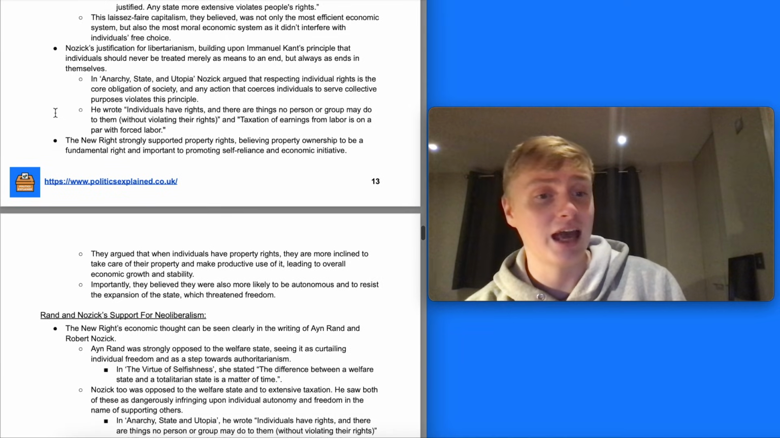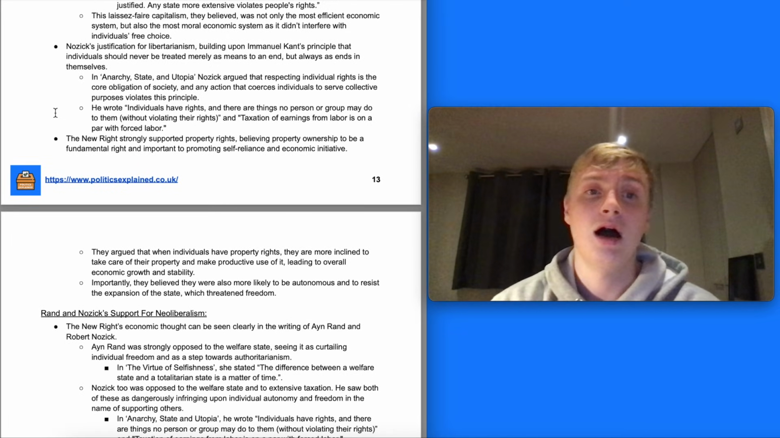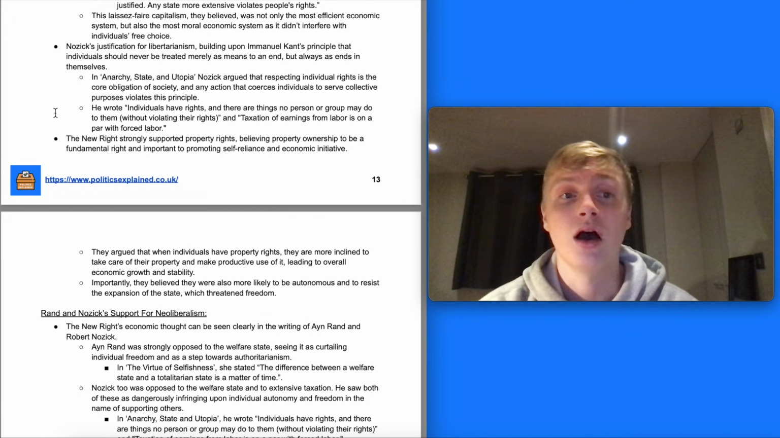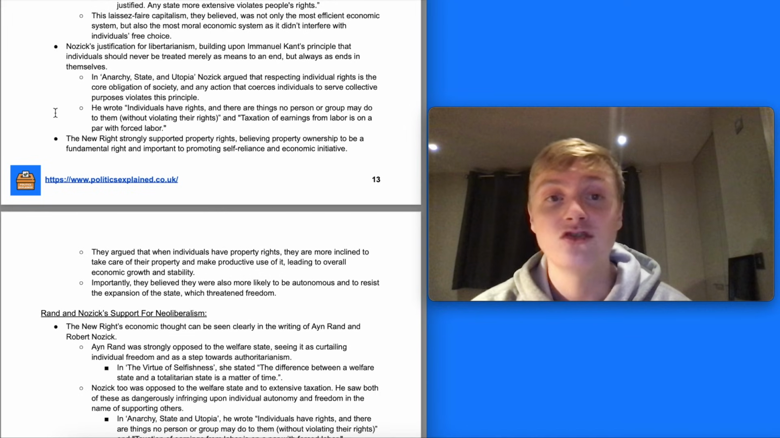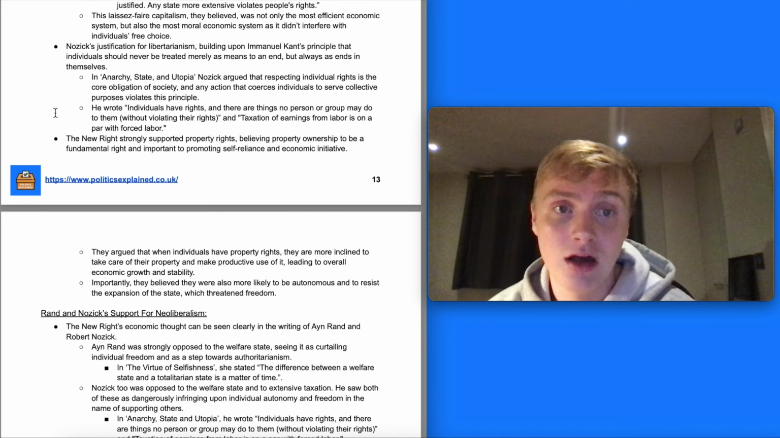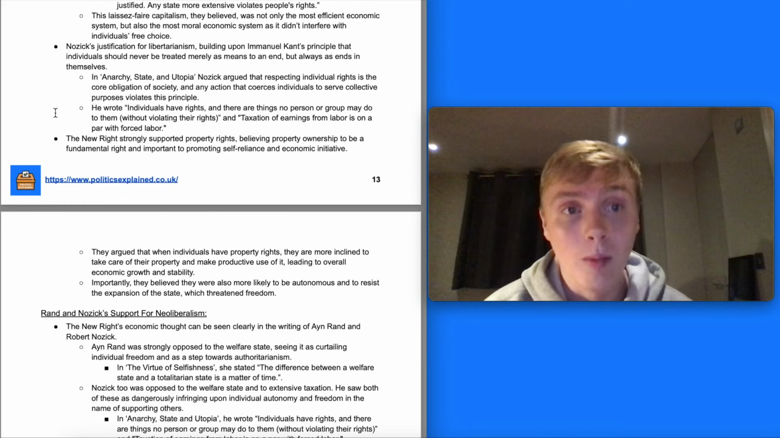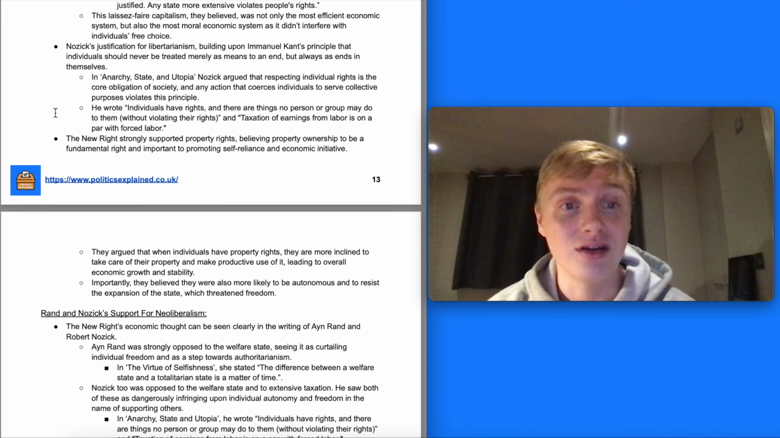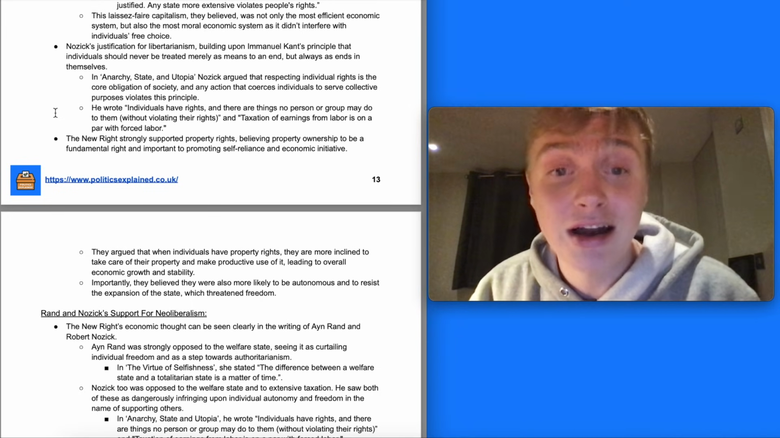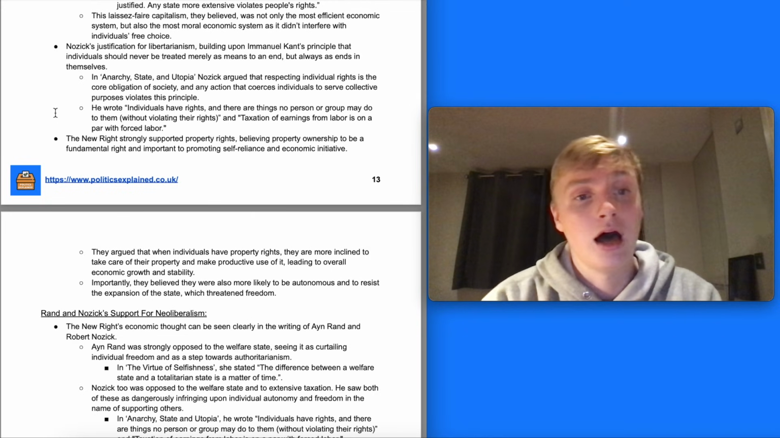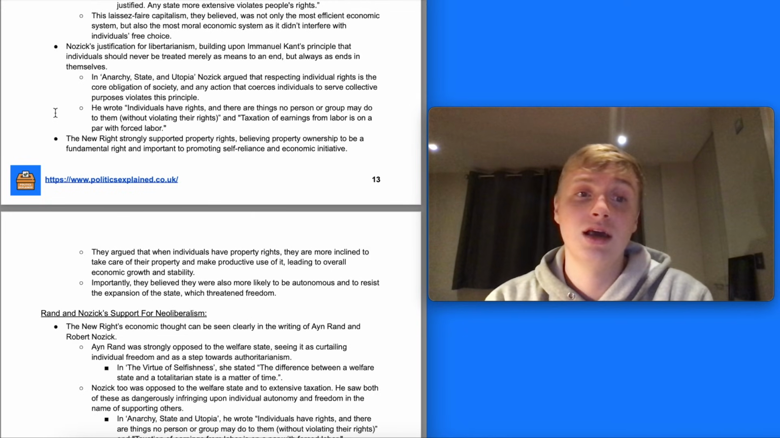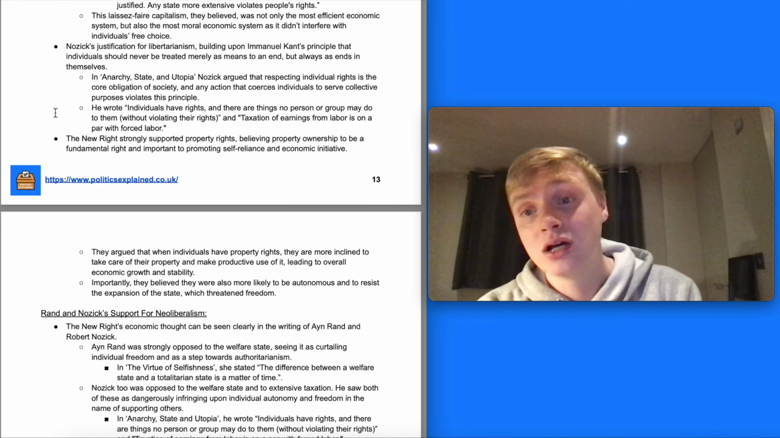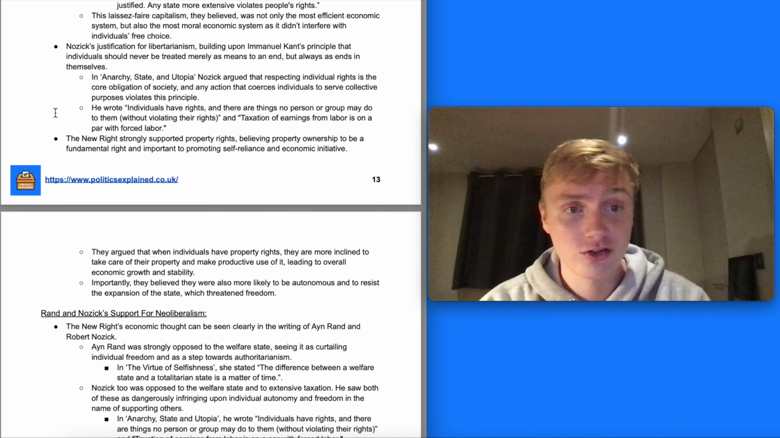And Nozick's justification for libertarianism really built upon Immanuel Kant's principle that individuals should never be treated as means to an end, but always as an end in themselves. So he argued that respecting individual rights is the core obligation of the state and society, and that taxation and greater state intervention threatened and went against those rights. And he argued that taxation on labour, on work, is on par with forced labour, because ultimately taxation is implemented through the threat of force.